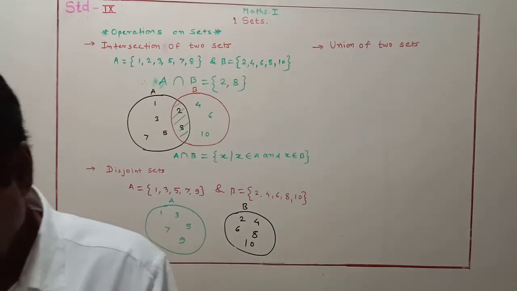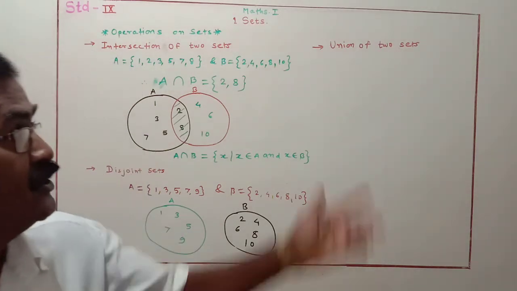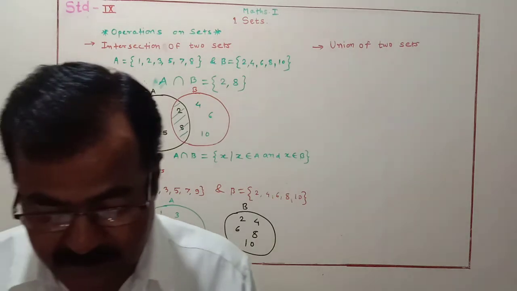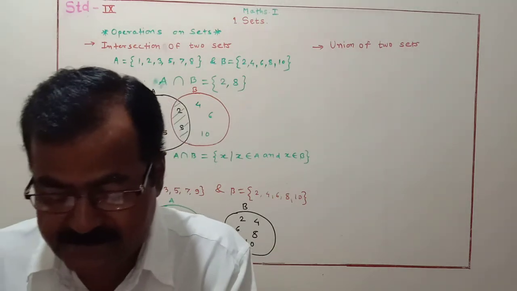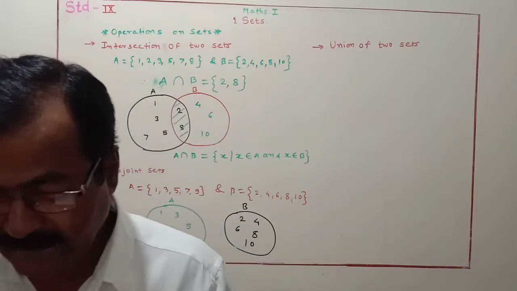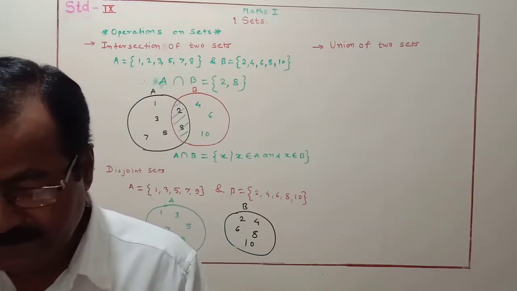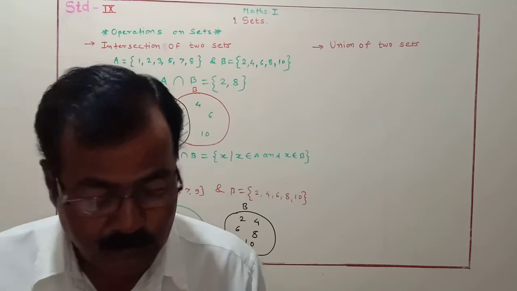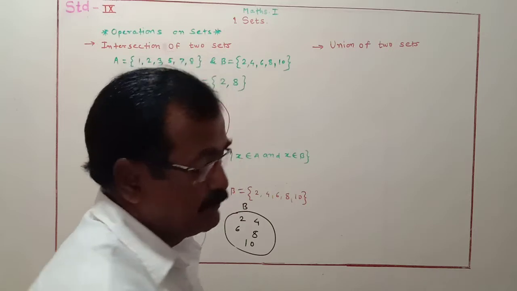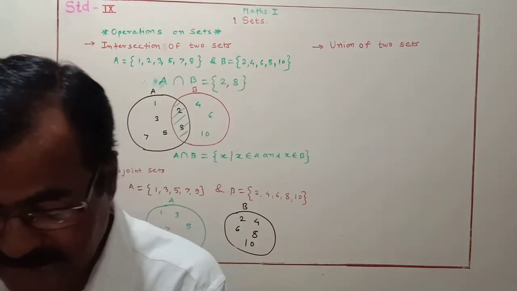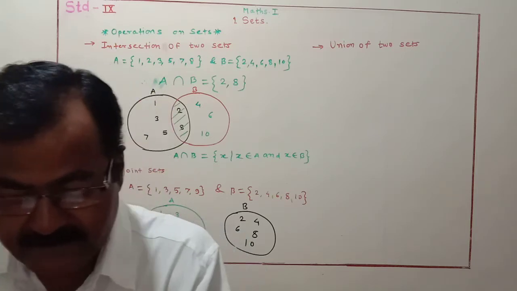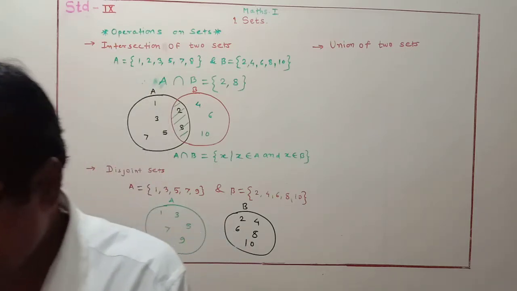Then another point is the union of two sets. Let A and B be two given sets. Then the set of all elements of set A and set B is called the union of two sets, which is written as this sign. That means all elements of sets A and B form the union of the two sets.